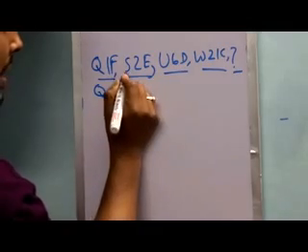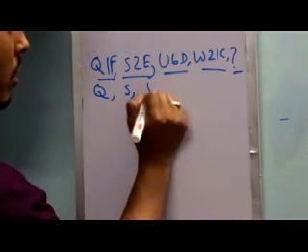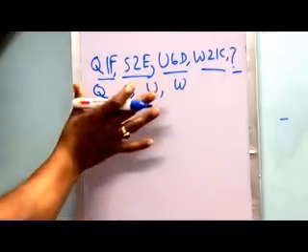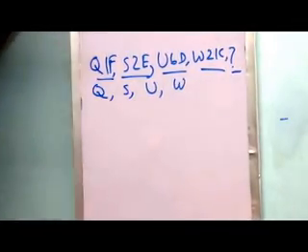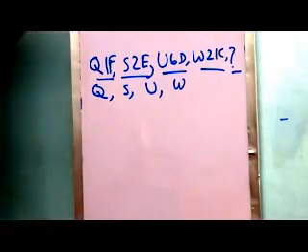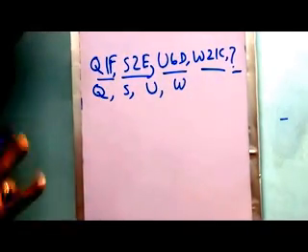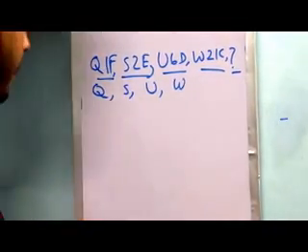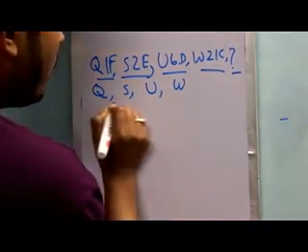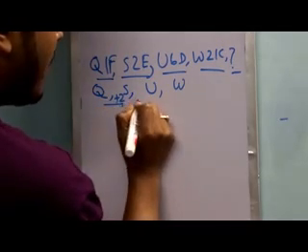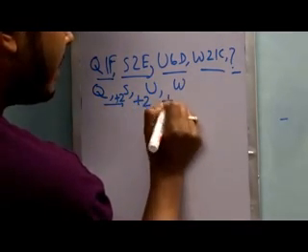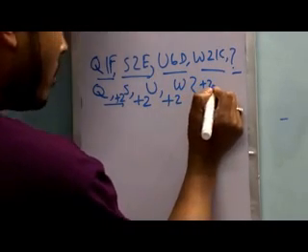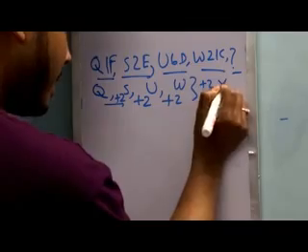Here Q, then you have to take S, then U, then W, to find the relation. This will solve the logic, and this way you will be able to derive the logic. Otherwise it will be very complex for you. So what is the relation between Q and S? Moving from Q to S, it is plus 2. Now S to U is plus 2, and similarly it is plus 2. So obviously the next letter will be plus 2, and it will be Y.